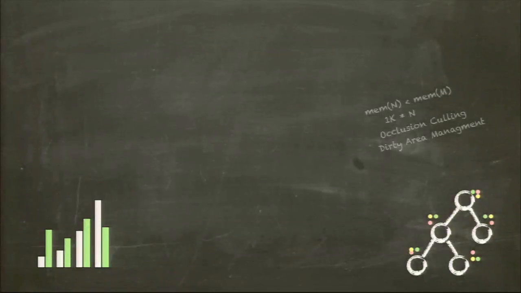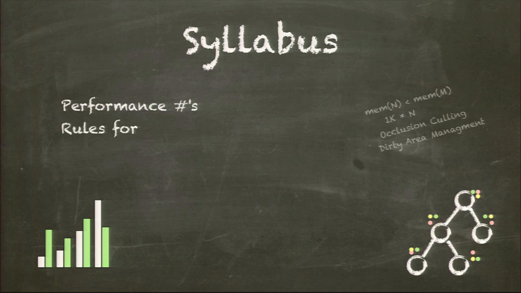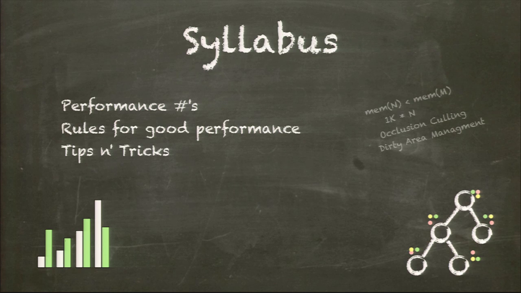So for today, we've got our blackboard out, and here's our syllabus, what we're going to cover. We're going to talk about some performance numbers. I did some benchmarking yesterday, and I had some numbers that I wanted to show you, to give some context for where we're at. The second one is just overall rules or principles for good performance in JavaFX, and then a bunch of tips and tricks along the way to make stuff faster.